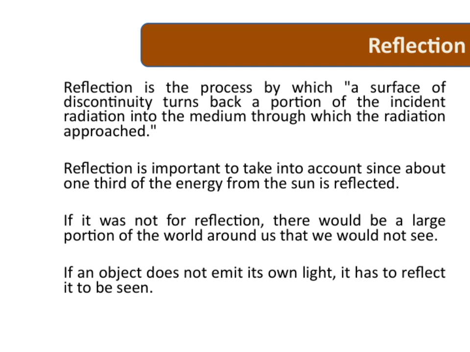That's a significant portion. If reflection didn't happen, much of the world around us would appear invisible because we rely on reflected light to see objects that don't emit their own light. For example, if an object can't produce its own light, it becomes visible to us only because it reflects light from other sources, like the sun.